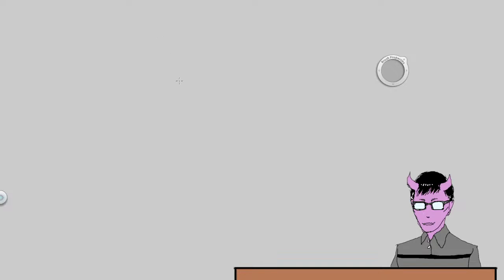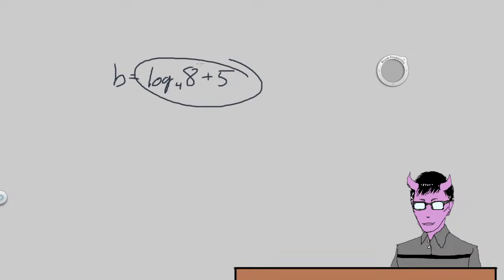Next problem up, we have b is equal to log base 4 of 8. That's kind of funny. And then plus 5. So solve for b. b is technically already solved for in a way, right? So what can we do in this particular situation? Let us try to get it to exponential form.